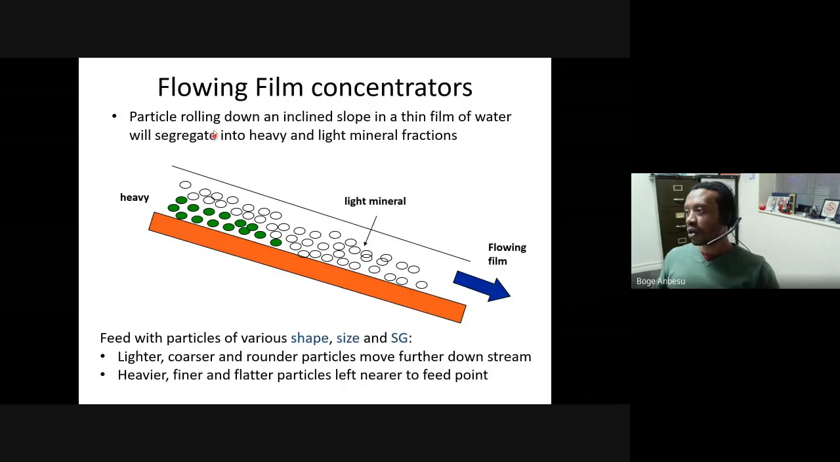Okay, so I will also have a couple of other separators I want to talk about, but before I go to the next one, is there any question on shaking tables or Wifley tables? I think they have different names. Maybe I was using Wifley table or shaking table in particular, but you can have different names based on who made them and how they designed the riffles and so on. But the application, the way they work, everything else is pretty much the same.